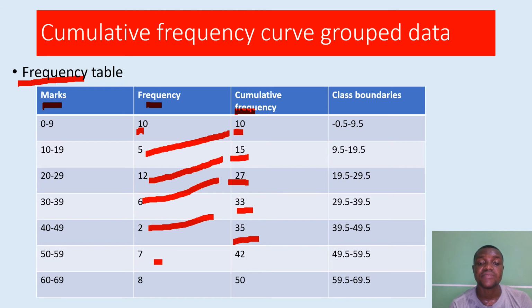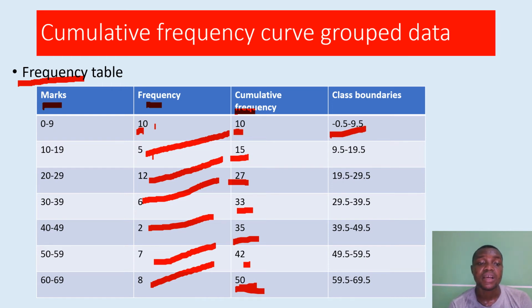35 plus 7 gives us 42, and 42 plus 8 is 50. So if you want to check, you sum the total frequency. If you sum all the numbers here, it must give you 50. We now move on to class boundaries.